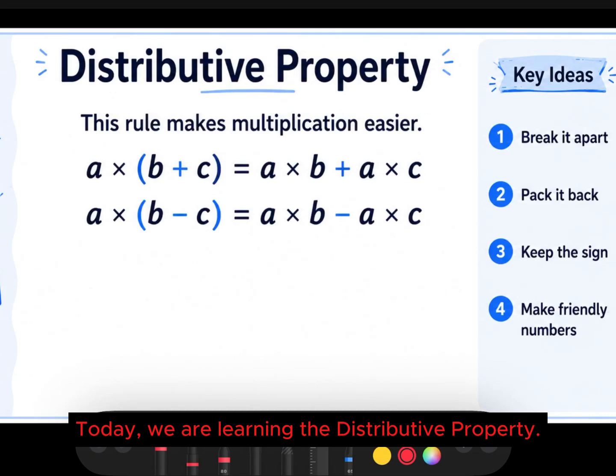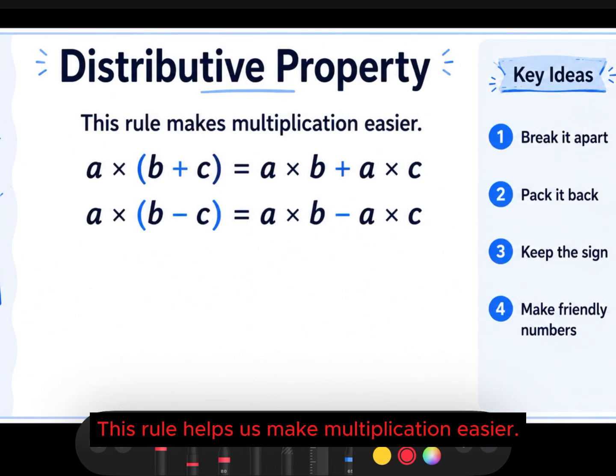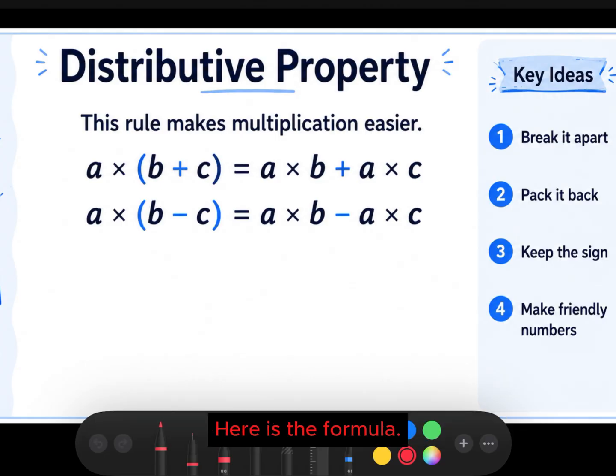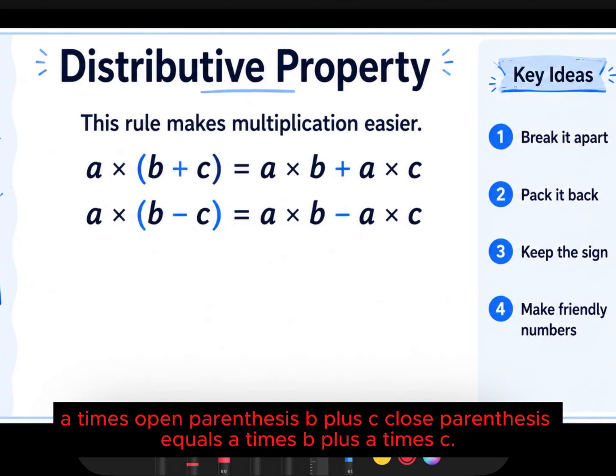Today, we are learning the distributive property. This rule helps us make multiplication easier. Here's the formula. A times open parenthesis B plus C close parenthesis equals A times B plus A times C.